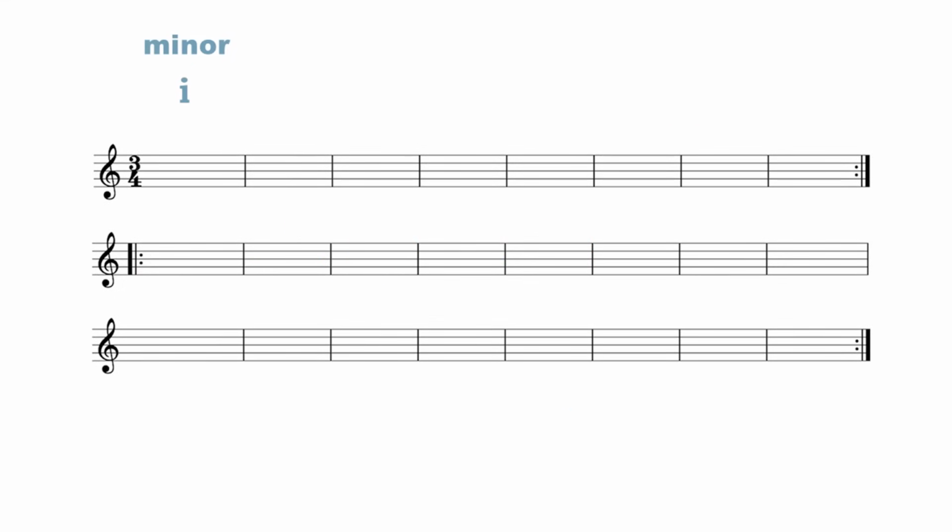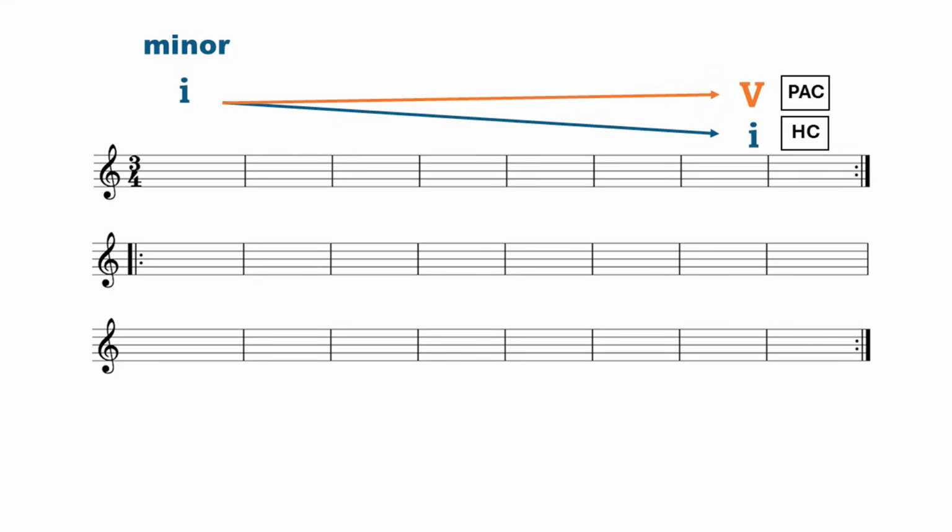When the main key is in minor mode, we've got the following options for the first rotation. First, staying in the initial key and ending with a half cadence. Second, moving to the dominant, sometimes the minor dominant, and ending with a perfect authentic cadence. And third, modulating to the 3rd degree, the relative major, and ending with a perfect authentic cadence. All of them are equally common.